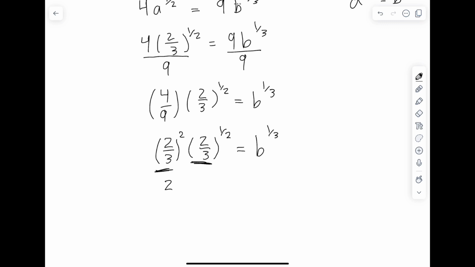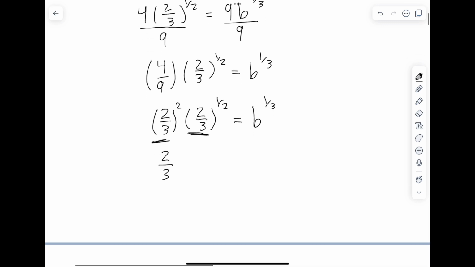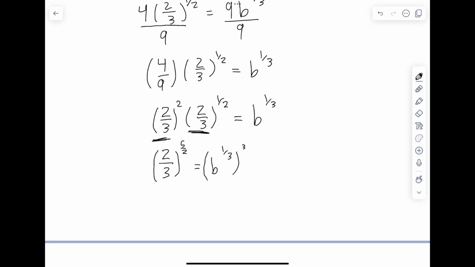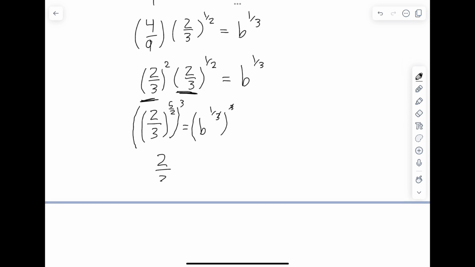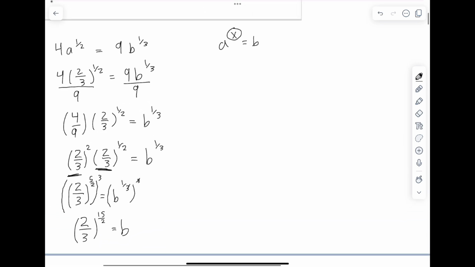So this will get us 2/3 to the power of 5/2 equals b to the power of 1/3. And now since we want to isolate b, we can do b to the power of 3, but then we'll also have to do it on the other side. So this will get us 2/3 to the power of 15/2. And now what they wanted was a to the power of x equals b, find x. So we actually already solved for that here because a does equal 2/3, so then x would just equal 15/2.